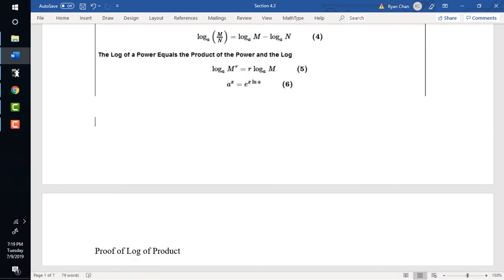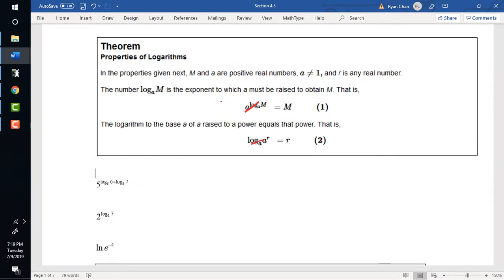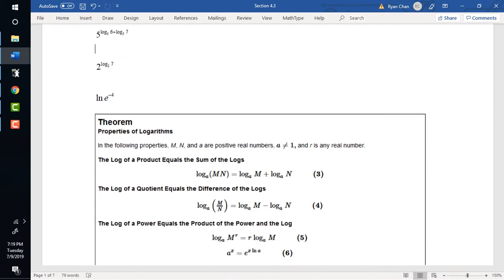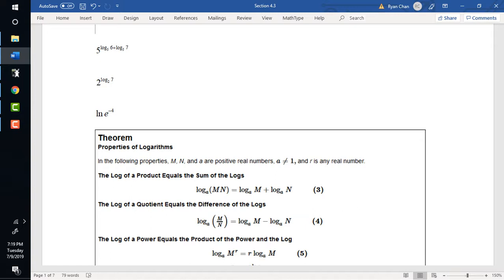For the following here. Okay. Remember, let's just talk about this here. Remember a couple things for the following. Okay, so remember if you just have natural log, you always have base e, so that's why this one cancels out and you're left with -4. This one cancels out, you're left with 7.